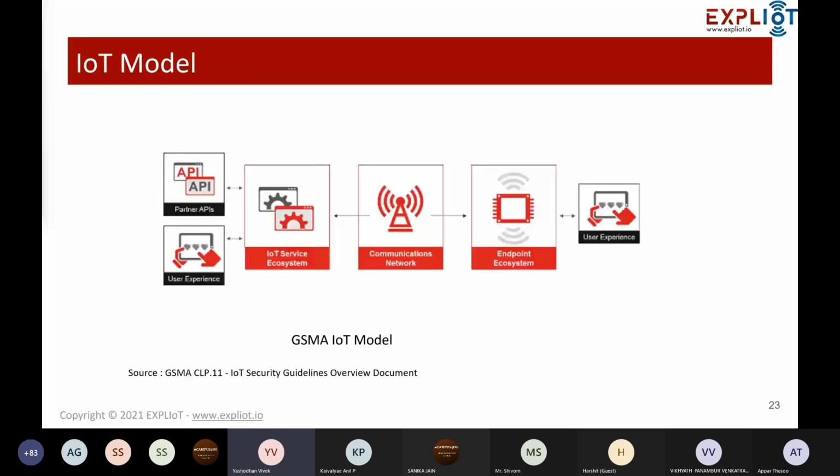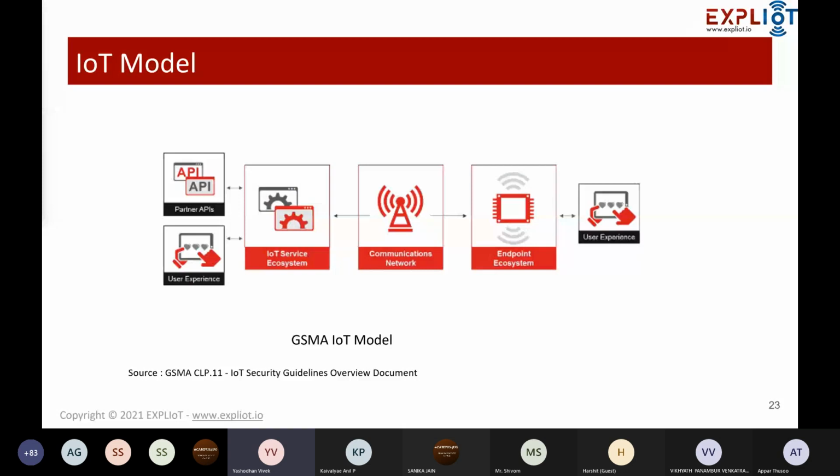So these are the things. Now, this particular GSMA IoT model follows the architecture as you can see in this diagram, where the architecture is divided into 3-4 segments. On the one part, you have these APIs or the user experience, where the user is trying to access some of the products through either a web or a mobile part.